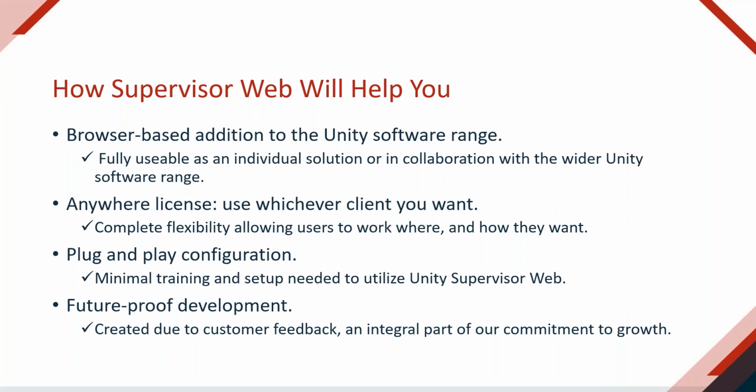It means it's fully usable as an individual solution or in collaboration with the wider Unity software range. The other thing included with that is that it's now part of the Anywhere license. The Anywhere licensing, if anyone's not familiar with that, it's our newest form of license. It allows you to have access to either the thin client or the web-based client. Whichever one you prefer, you can use whichever one at any point in time. It just provides that flexibility so users can work where they want and how they want.